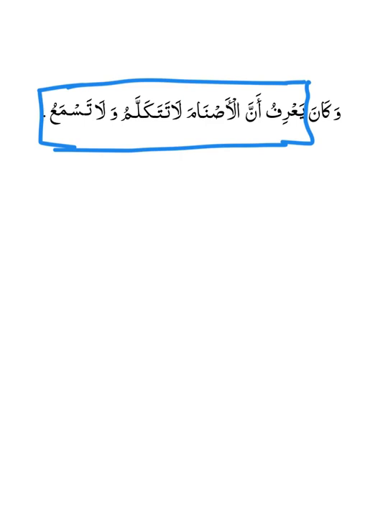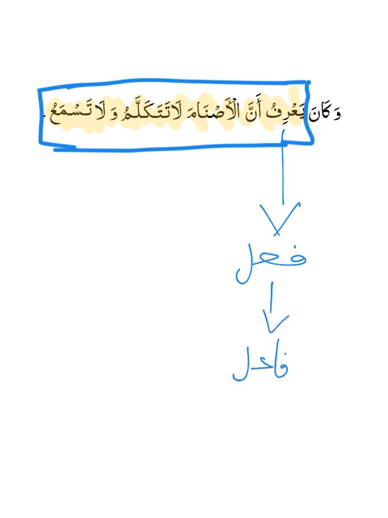We now need to look at step 5, which is identify within the sentence. When I say within the sentence, we now need to identify basically this bit: يعرف أن الأصنام لا تتكلم ولا تسمع. We need to break it down. So يعرف, it's a fa'il. What does it need? It needs a fa'il. It needs a doer.